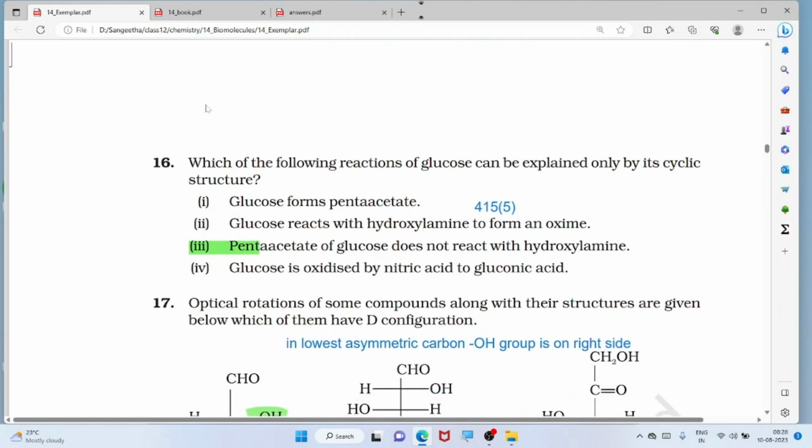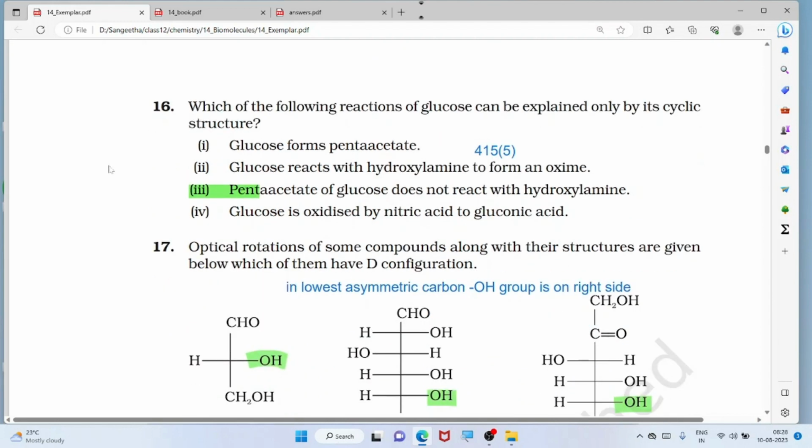Which of the following reactions can be explained by its cyclic structure? Pentaacetate of the glucose does not react with the hydroxylamine.